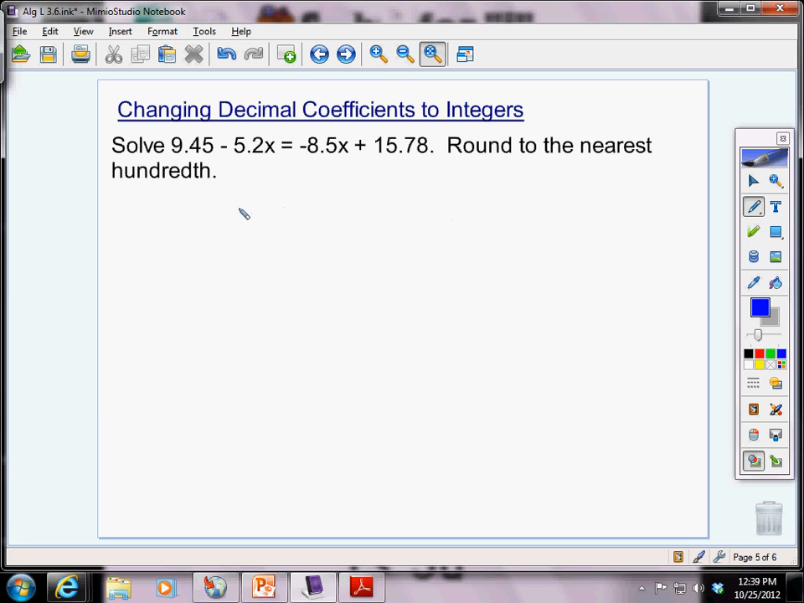Notice in this case, we have 9.45 minus 5.2x equals negative 8.5x plus 15.78. Okay, so again, the directions are the same. Solve for x, round to the nearest hundredth. I wanted to show you this one though, because look at our decimal points. In this case, we have numbers in the hundredths, tenths, and hundredths. When you have ones that are different, you always got to take the biggest one. And I shouldn't say biggest, it's actually the smallest, but the most decimal places maybe is the best way to say it. In this case, it was the hundredths.